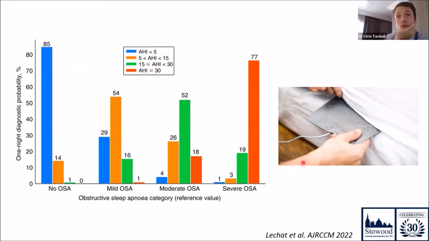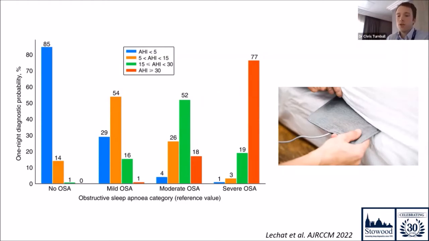If they chose a single night study to diagnose OSA, their misdiagnosis ranged from 20 to 50%, depending on the severity of OSA. And the misdiagnosis rates were lower in patients if they had no OSA or severe OSA. And you can see that here. So 85% of those individuals with no OSA were correctly diagnosed by one night. 77% of those with severe OSA were correctly diagnosed by one night. However, that fell to almost only 50% if you look at mild OSA and moderate OSA.